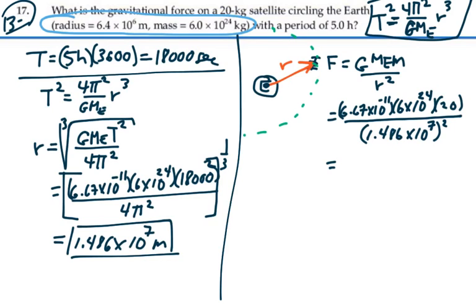So this is equal to 36.2 newtons. So that is the force on this satellite at that distance. 36.2 newtons is the force at that radius of orbit.